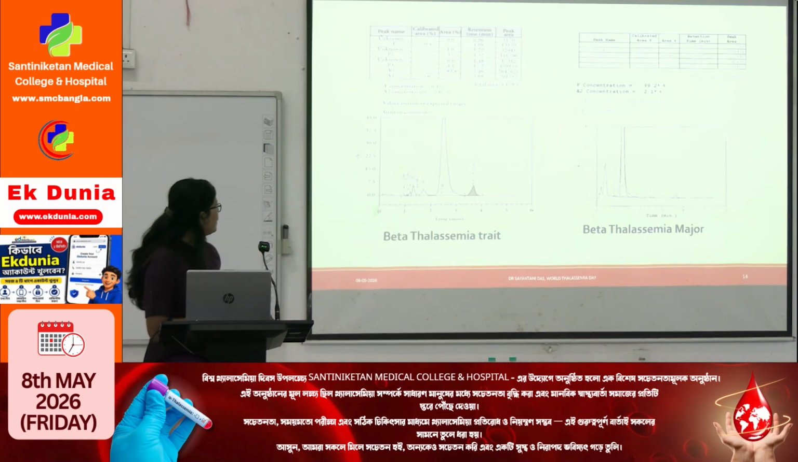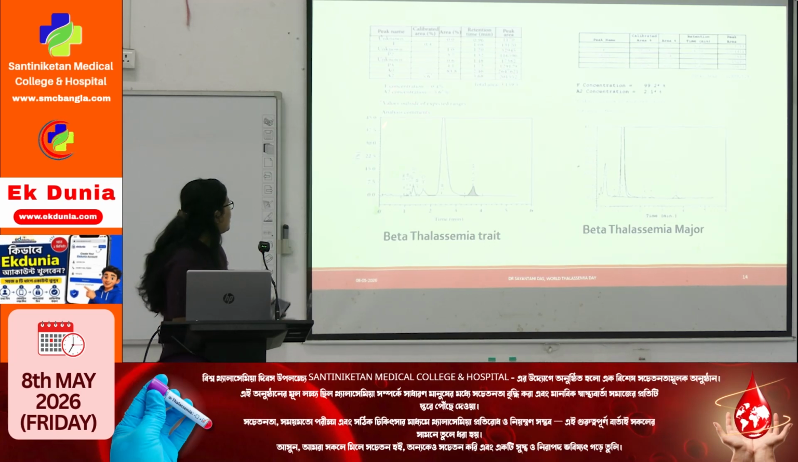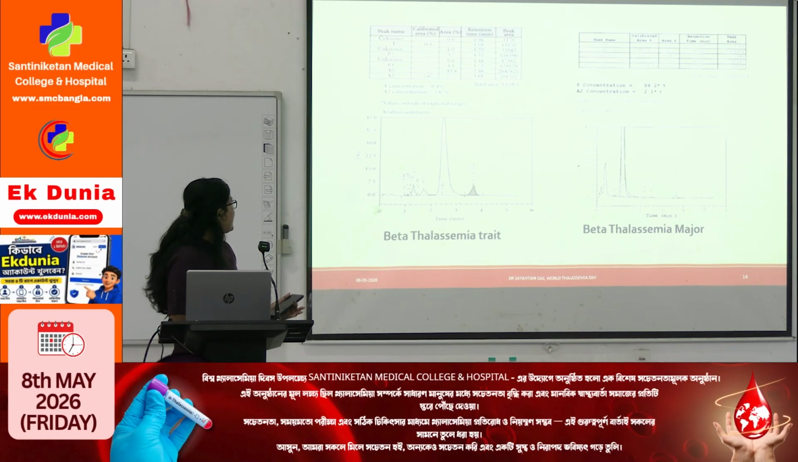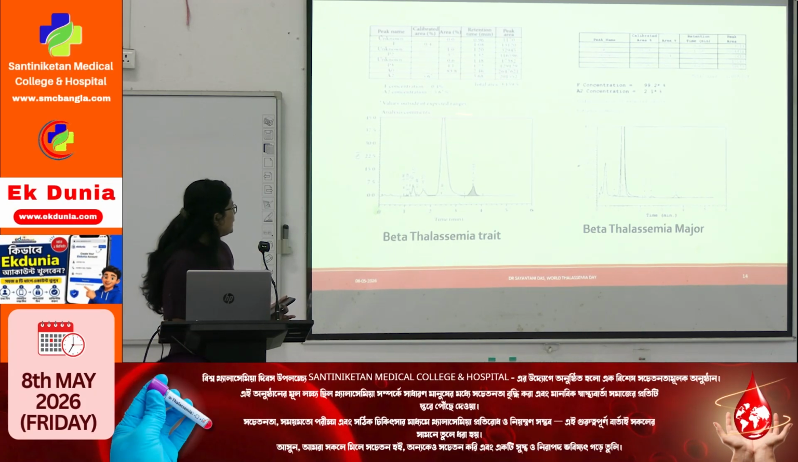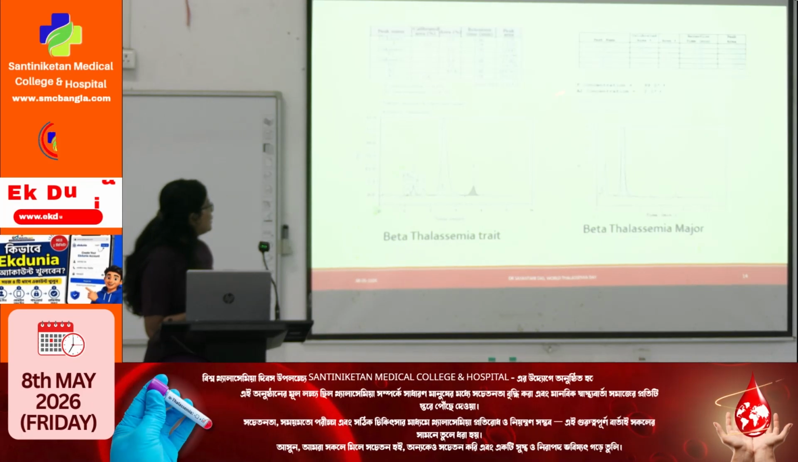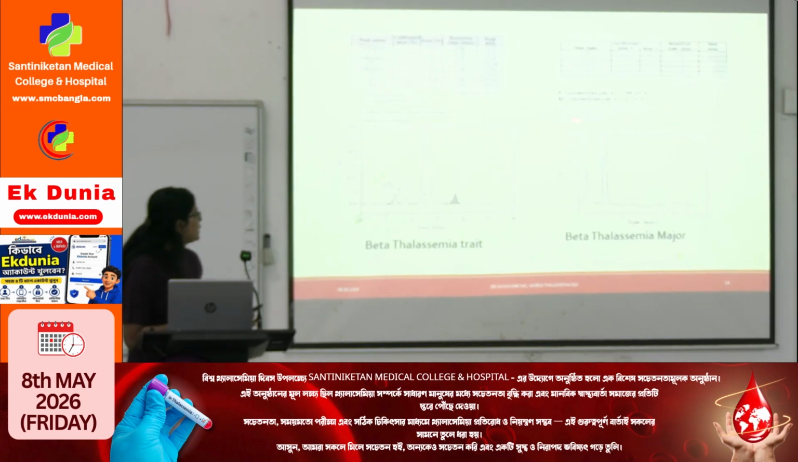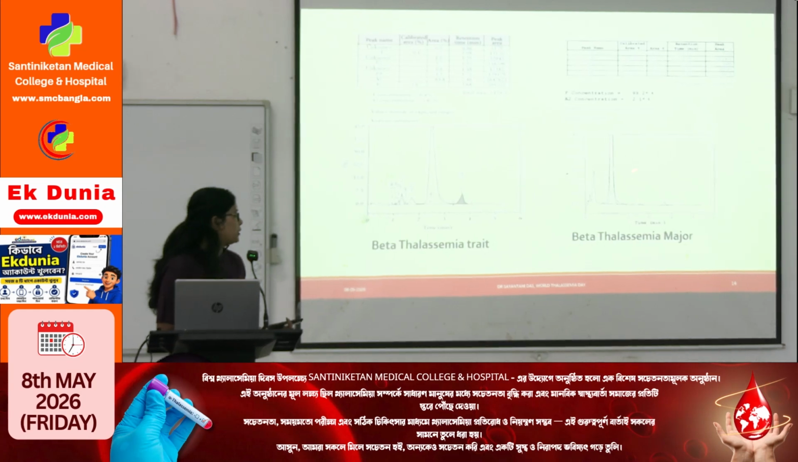So these are the graphical representations of the findings of 2 cases. One is of beta thalassemia trait and one is of beta thalassemia major. In case of beta thalassemia trait, the A2 concentration is higher than 3.5%. In this case it is 5.6%, and in case of beta thalassemia major, the F concentration is very high, more than 80%. In this case it is 99.2%, and the A2 concentration is 2.1%.